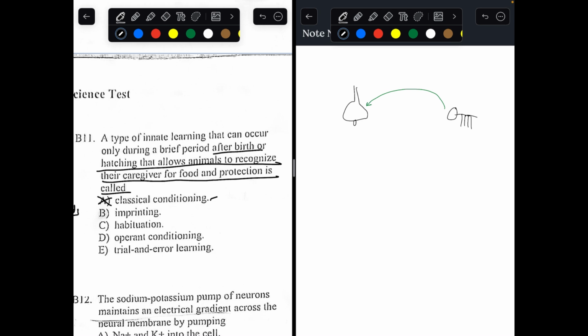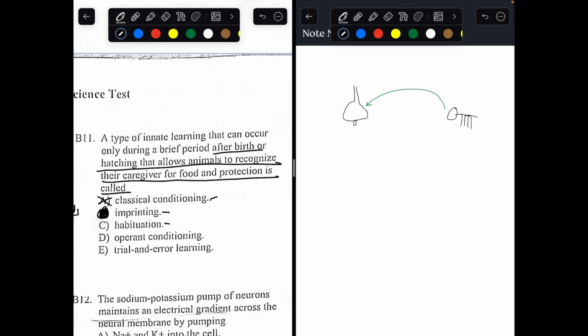No. It's not talking about the pairing of a neutral stimulus with a sensory stimulus. It's talking about a hatchling identifying its mother after birth for food and protection. So A is incorrect. B, imprinting, is essentially when animals tend to follow their mother closely for food and protection. That's exactly what the question is. That's the exact definition of number 11.